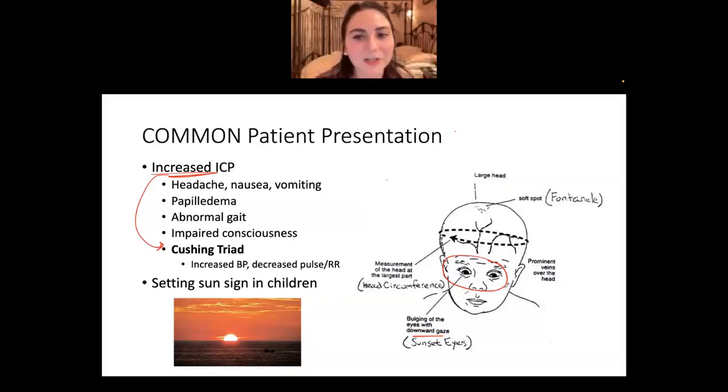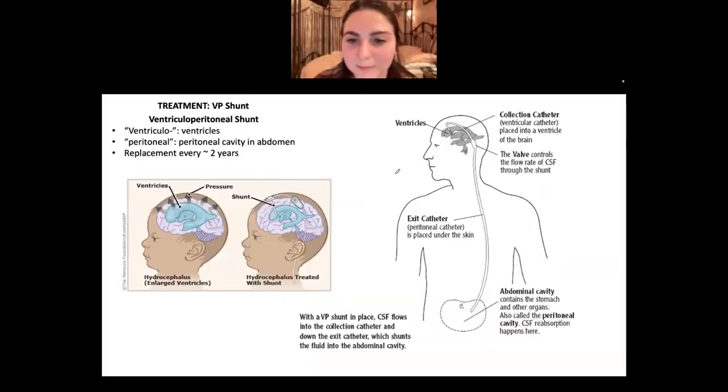Again, it's not because they're trying to hold their head up and their eyes are leaning forward. It has to do with the gaze pathways, which we're not going into today. But you lose a specific type of gaze when you have hydrocephalus. So they can't look up, they can only look down. That's why it's like they can't lift their eyes up. Okay, so that's hydrocephalus.